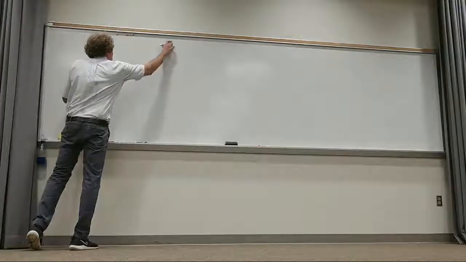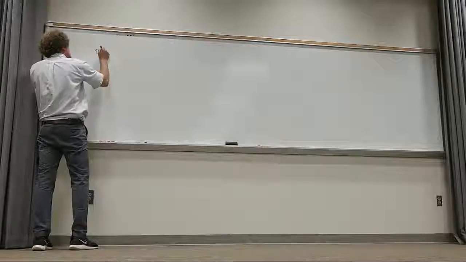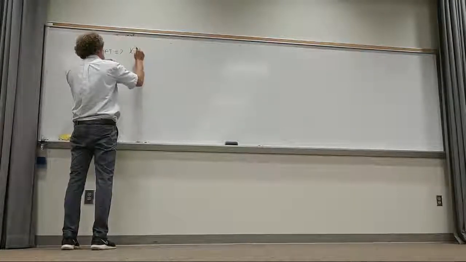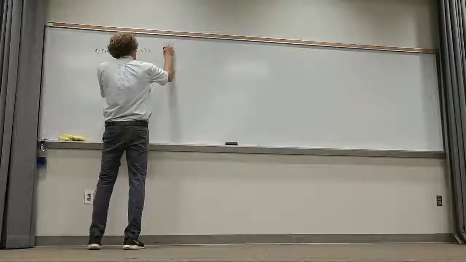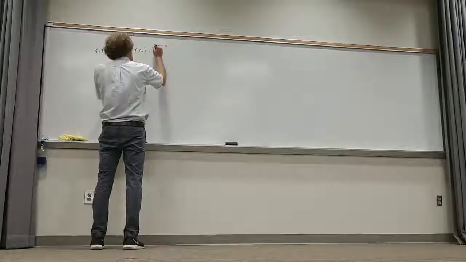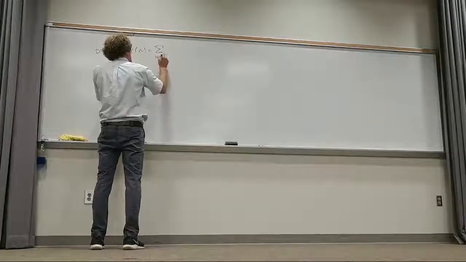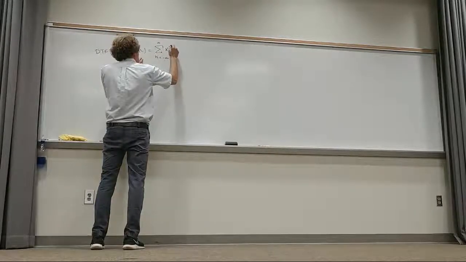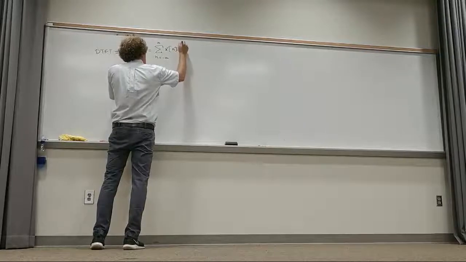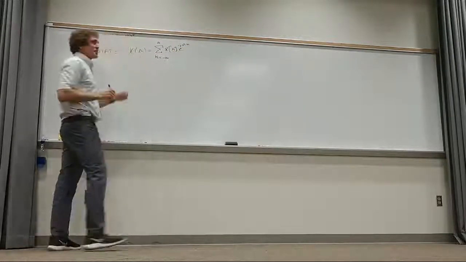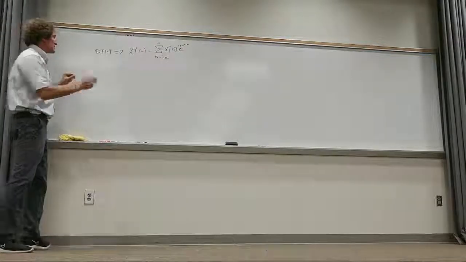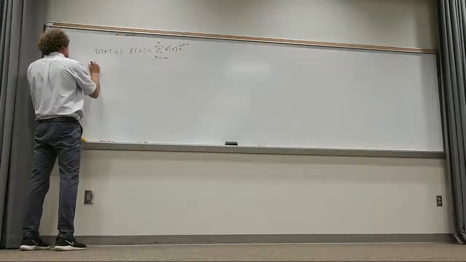When we have the DTFT, that is equal to X of capital omega is equal to the summation, n equals minus infinity to infinity, of x of n times e to the minus j omega n. One of the things about that is it is periodic in 2 pi. So this is periodic in 2 pi.